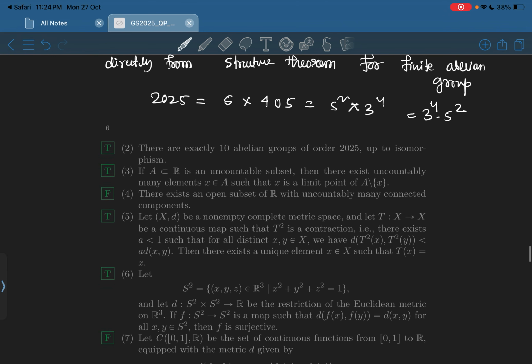Okay, so now this is the question number 3. If a subset A of R is uncountable, then there exist uncountably many elements x in A such that x is a limit point of A minus x. Okay, so the question is saying that A is an uncountable subset of the real numbers. Then there exist uncountably many elements such that x is a limit point of A minus x.